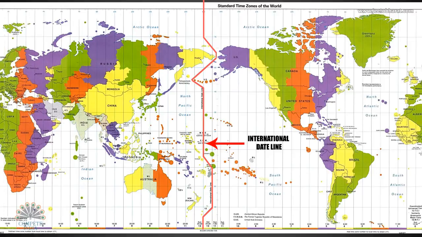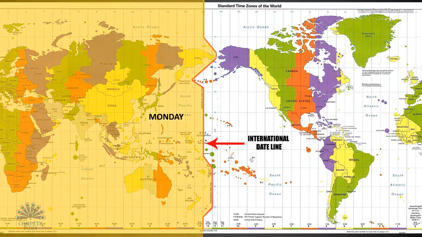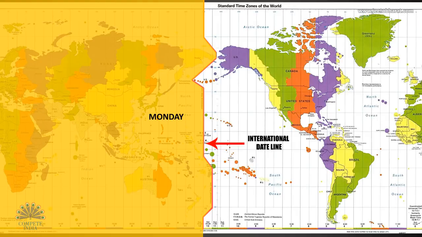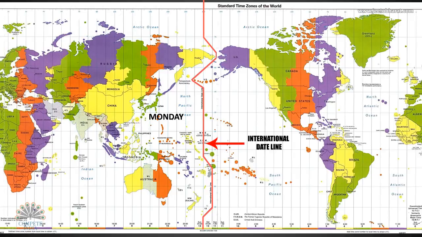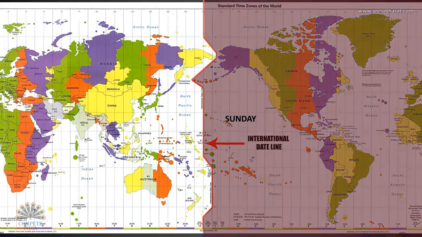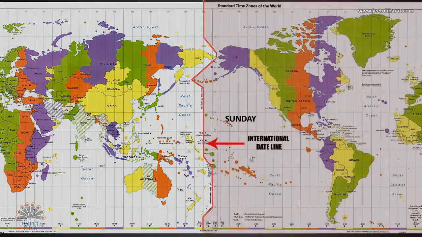To avoid such unnecessary confusion, the date line dips and bends across countries to permit them to share the same time. Immediately to the left of the international date line, the date is always one day ahead of the place that is immediately on the right of the international date line.